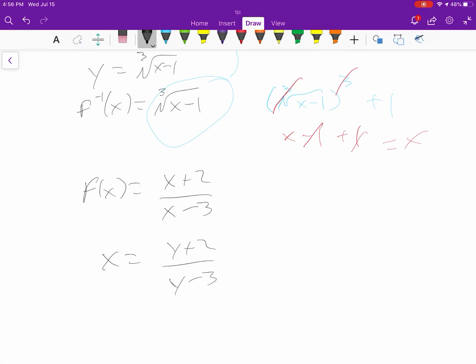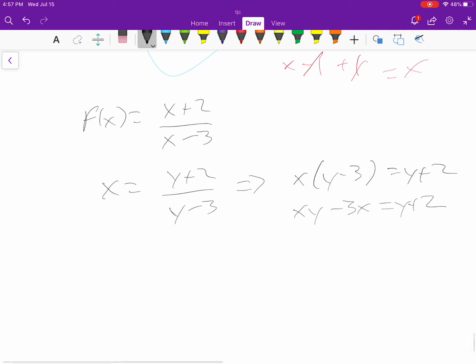Now this gets a little bit more involved when you're doing this, solving for y. So I need to clear out the denominator, so I'm going to rewrite it as x times y minus 3 equals y plus 2. So I multiply both sides by y minus 3. I'm going to FOIL this out. Xy minus 3x equals y plus 2.